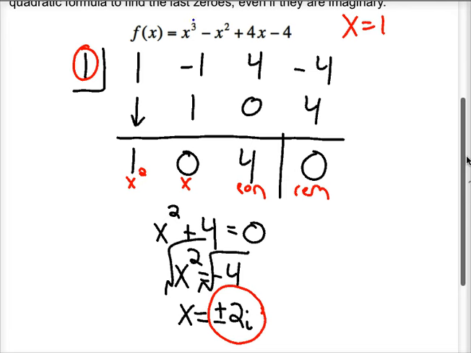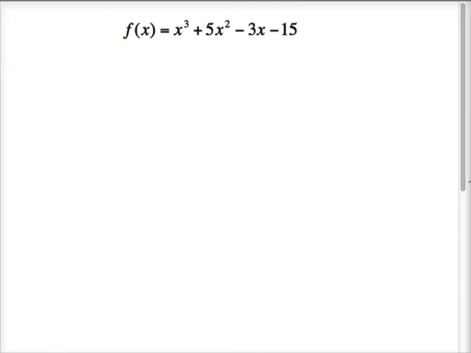And 3 is a number that I should have been getting based on the fundamental theorem of algebra. It tells me I should be getting 3, and using synthetic division, I've actually found all of them. Pull out the one you see with a calculator, and then whatever you have left, you can solve. All right, let's take a look at another example of this.